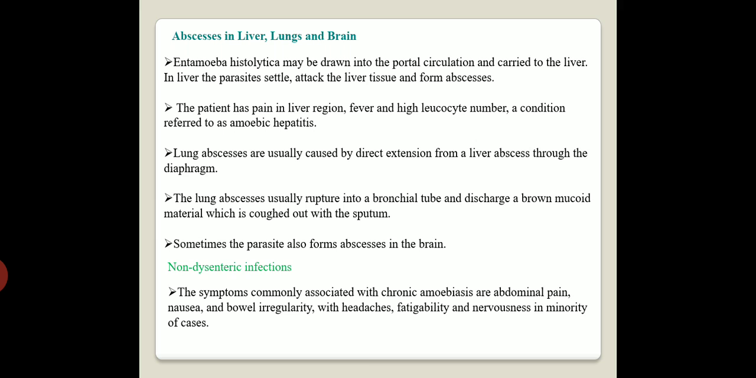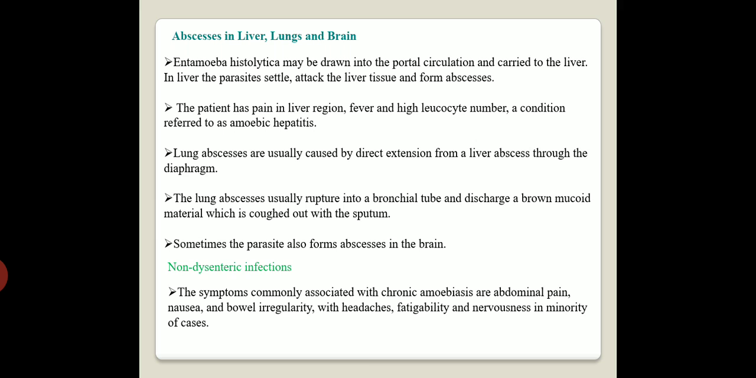The patient has pain in the liver region, fever and a high leukocyte count, a condition referred to as amoebic hepatitis. Lung abscesses are usually caused by direct extension from a liver abscess through the diaphragm. The lung abscesses usually rupture into a bronchial tube and discharge a brown mucoid material which is coughed out with the sputum. Sometimes the parasite also forms abscesses in the brain.